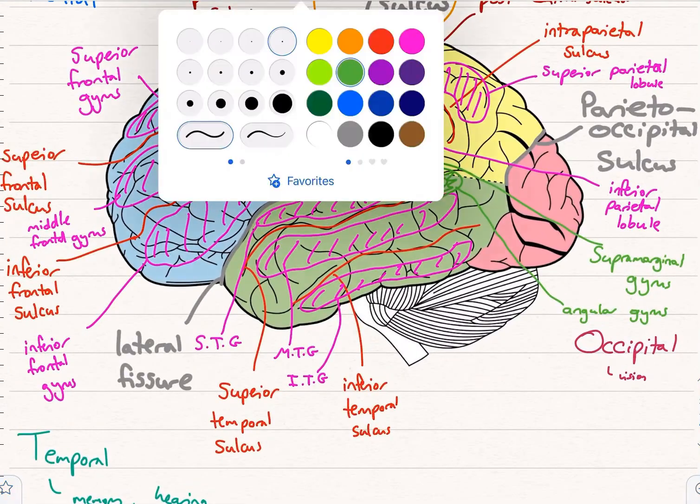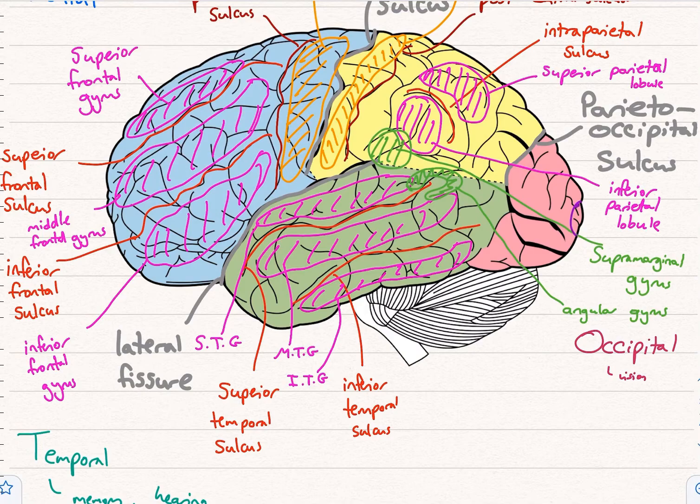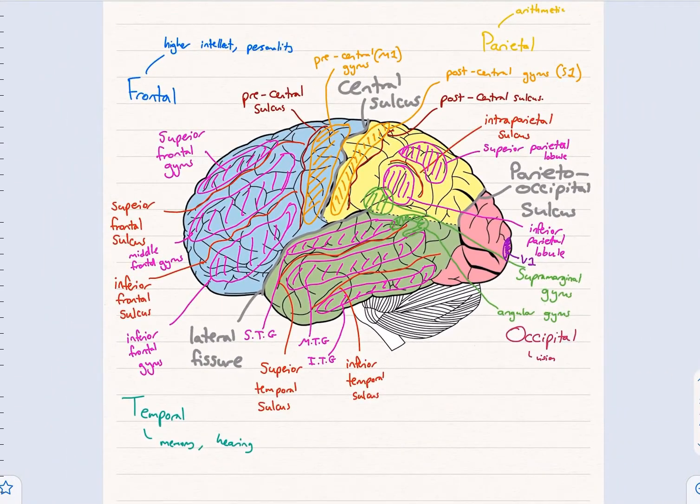Okay, I haven't really spoken about the occipital lobe. That's because at the back here, there's this thing called V1. V1 is the primary visual cortex. And like I said, if you get a hit to the back of the head, your vision is affected. This is why. Because information from your eyes will go all the way to the back of your brain in the occipital lobe.